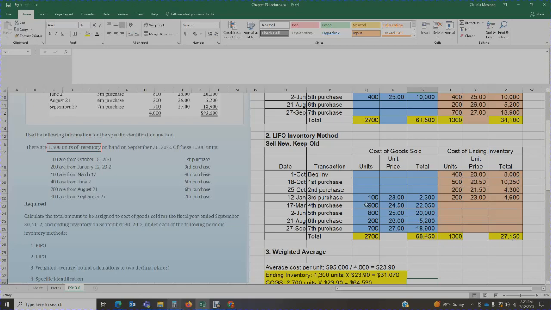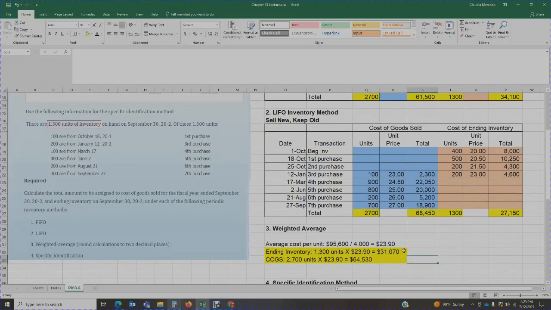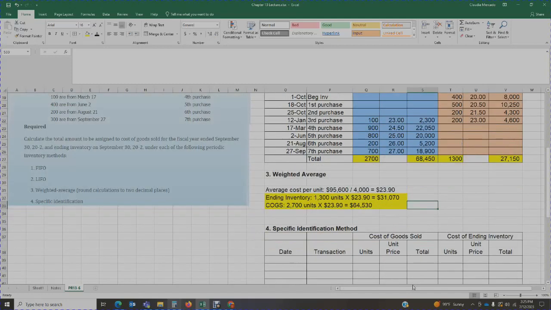Plus, it's a lot simpler to calculate. You don't have to do all of these tables and the timing. Did I sell? Did I keep? All of that good stuff. This is a good method to easily calculate your inventory evaluation.